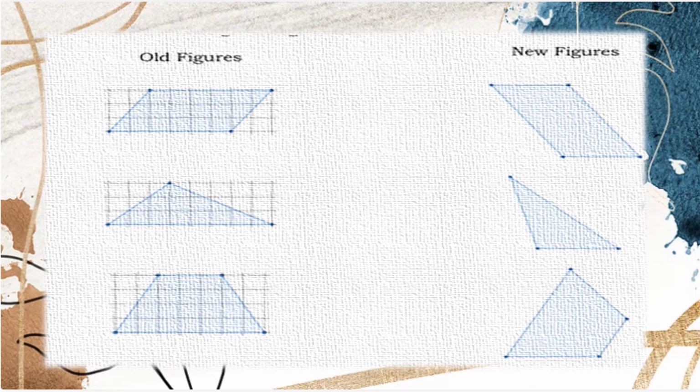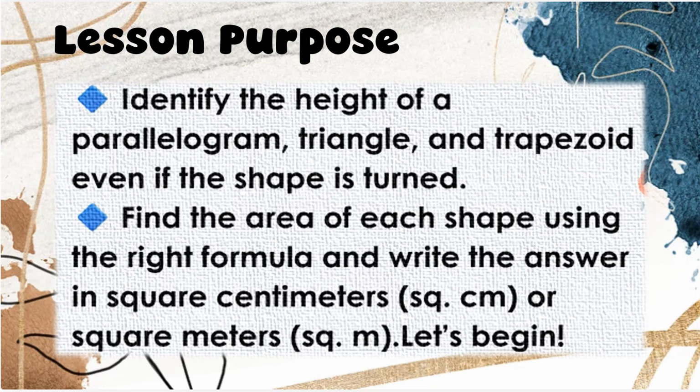So I want you to observe the old figures, which are drawn on a grid line, and the new figures. Okay, so let's have the lesson purpose. Identify the height of a parallelogram, triangle, and trapezoid, even if the shape is turned. Find the area of each shape using the right formula and write the answer in square centimeters or square meters.